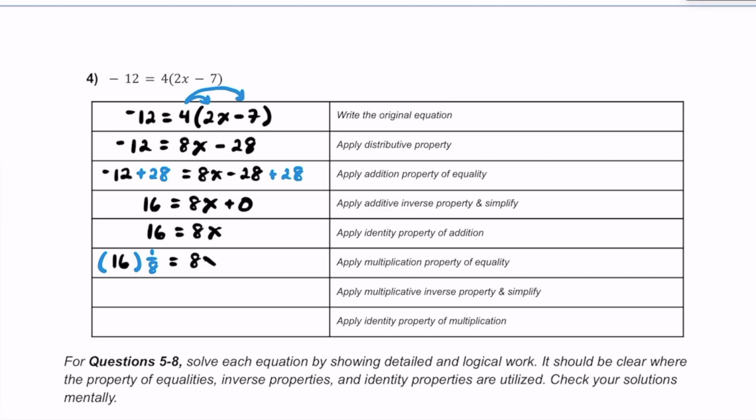So if we take this 8x here, and then we multiply that by 1/8, that's the multiplicative inverse for the coefficient of 8, right? So on the left side, if we simplify, 16 times 1/8, or an eighth of 16, is going to be 2. And on the right side, 8 times 1/8 is just going to be 1, so we have 1x, so x is going to be equal to 2.